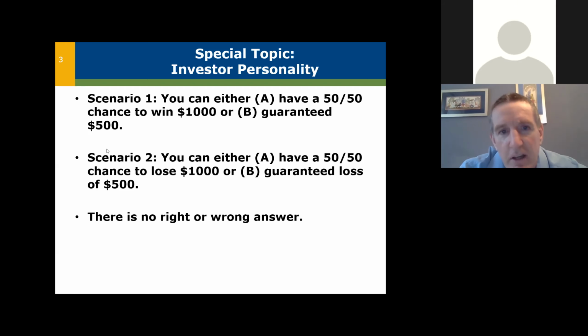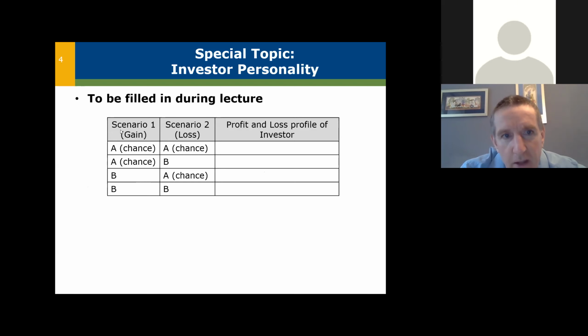And then the exercise for you guys is to figure out, okay, in scenario one, would you pick the chance of doubling your gain, or take the certain $500? And similarly in scenario two, what would you do? So then there's obviously a 2x2 scenario, and then you can come up with what your kind of profile is.